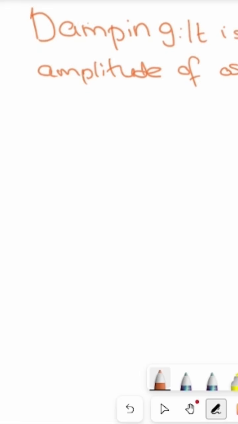Now we will be looking at 3 kinds of damping, but before that we will be looking at 3 kinds of oscillations, right? What is oscillation, what 3 kinds of oscillations are. So I'll just draw and then we'll see. Number 1 is what are the 3 kinds of oscillations.